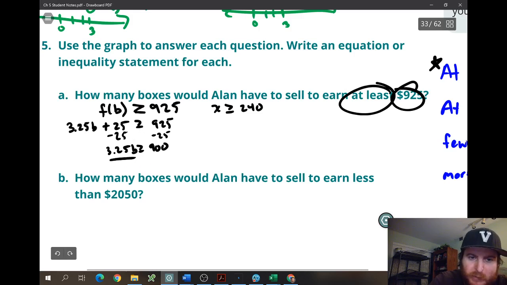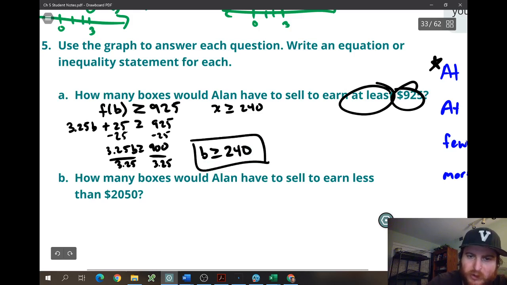I'm isolating for b, so I'm going to divide both sides by 3.25. You can do this on a calculator. When you divide 900 by 3.25, you do get 240. So that did match up with the graph pretty perfectly. And so if it's 240 boxes or more, then he's going to make at least $925.